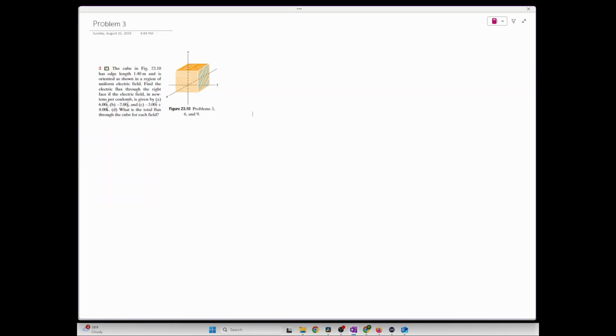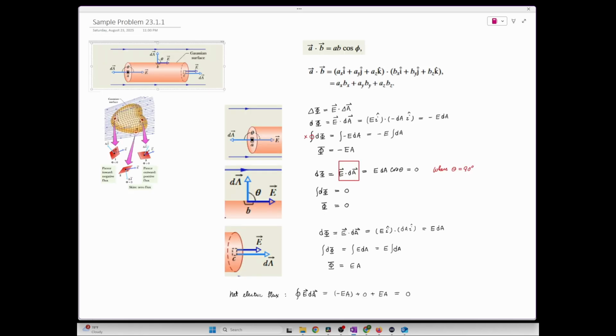So let's take a look at the first case, or part A, where the electric field is given as 6.0 along the x direction. In the diagram, I have also indicated the face, that is the right face. Now, this right face corresponds to the right face in that first sample problem. As you can see here, the direction of the surface element dA is pointing outward, or horizontal to the right.